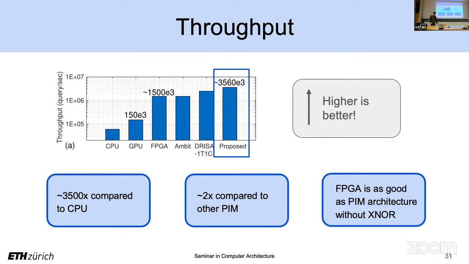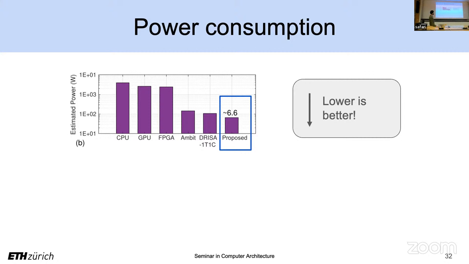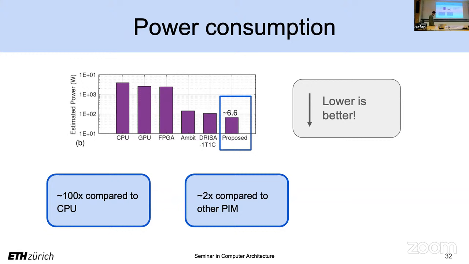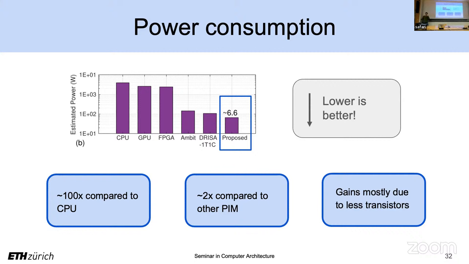Yeah. So now the power consumption, so we're still here. Lower is better. So we have the best of the tested ones. Again, 100x compared to CPU, it's a massive improvement. 2x compared to other PIM architectures. And these gains are mostly due to fewer transistors, fewer cycles used, and so on.